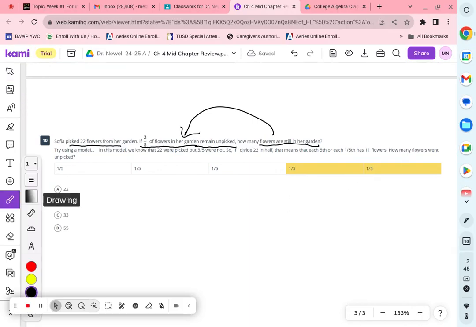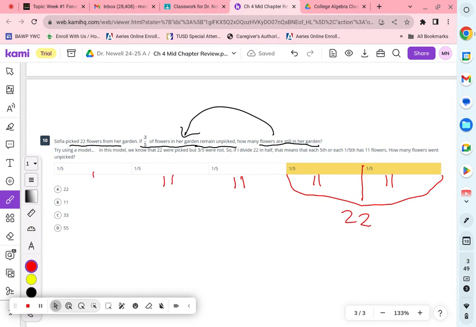A lot of the math you're getting ready to do is going to make you think. So that's what we're going to do here. This right here represents the 22. Then I know that each fifth is 11, because I can divide 22 in half. I hope that makes sense. And here's what's wonderful about breaking things into parts and using fractions: all of the parts have the same amount because they're the same size. So we have 11, 11, 11, 11, and 11.